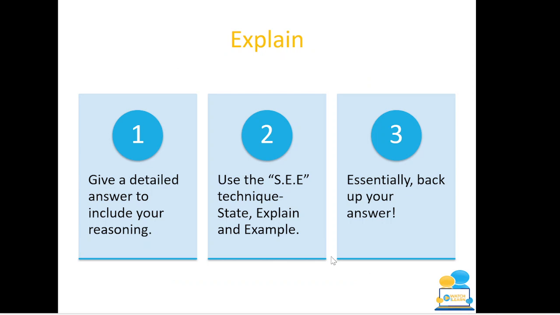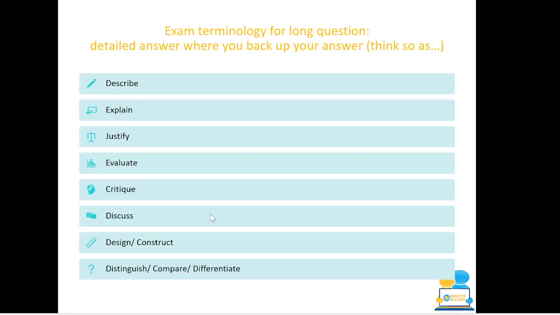So explain. This is when you give a detailed answer to include your reasoning. So you're using the SEE technique: state, explain, and example. Essentially you're backing up your answer. For all of these long question action verbs, I would always be using the SEE technique. This is what is going to get you the marks. This is what is going to make you the higher merit and the distinction level student. So you're stating, explaining, and giving an example.